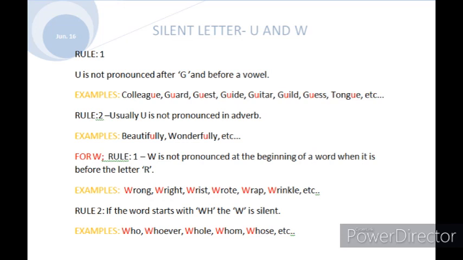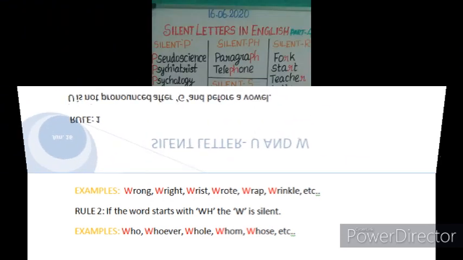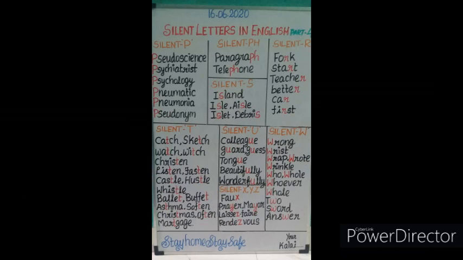In the same way, artistically, romantically, mentally. Next, we'll move to the board. Colleague, silent letter U, colleague, God, guess, tongue, beautifully, wonderfully.